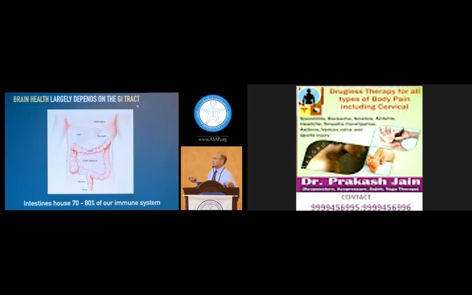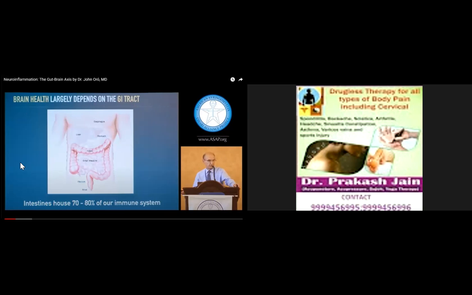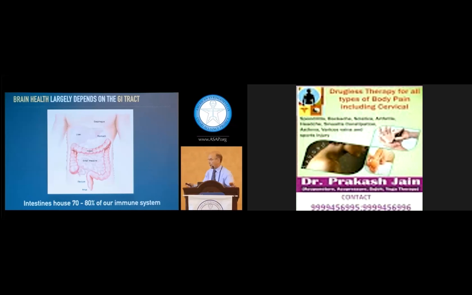Brain health largely depends on the GI tract. Now, the intestines house 70 to 80% of our immune system. If you're a country and you're going to devote 70 to 80% of your defenses in one area, you know you've got a problem in that area. So the body is doing that, and we'll look at why.